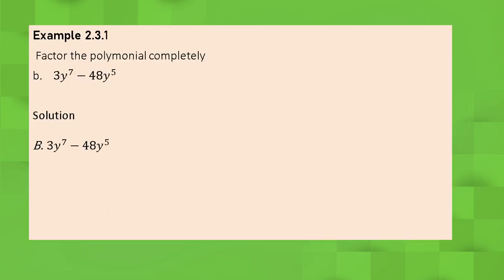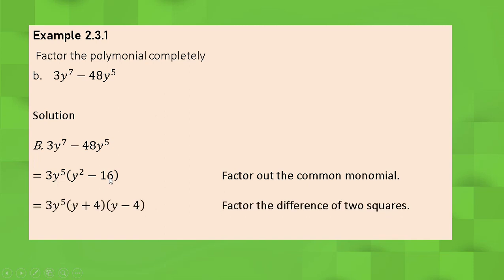Another example, 3y to the power of 7 minus 48y to the power of 5. Factor out the common monomial, which is 3y to the power of 5. So that the 7 will be removed, since it is bigger, right? So, take that out, and then 48 divided by 3 is 16, because when you multiply 3 times 16, that's 48. And then, factor the difference of two squares, y squared minus 16. This is just y plus 4, y minus 4. This is, as in the earlier different type, the difference of two squares.